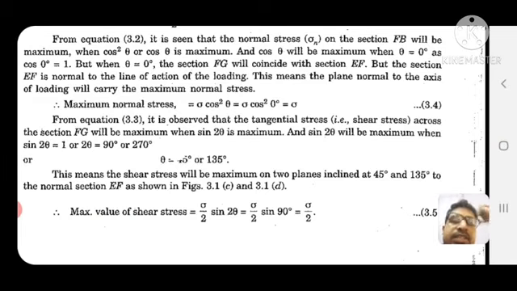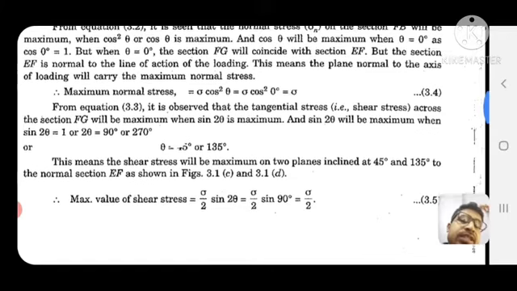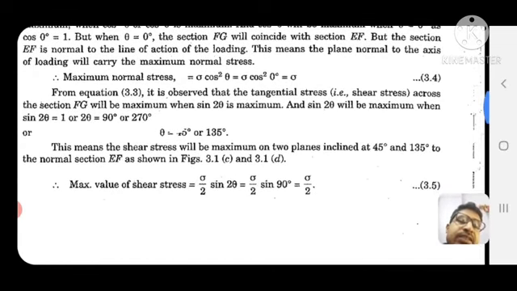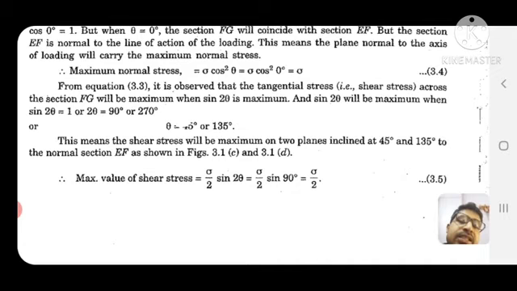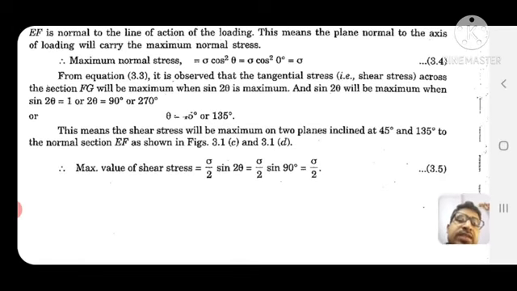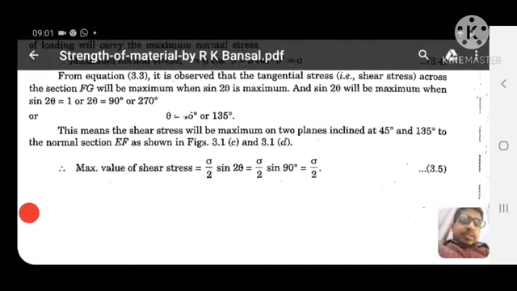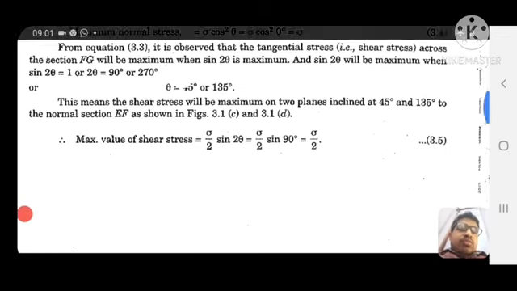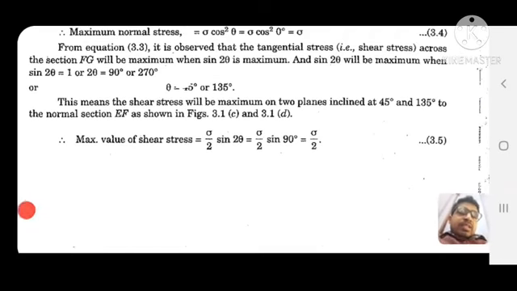The shear stress across the section FG will be maximum when sin 2 theta is maximum, and sin 2 theta will be maximum when sin 2 theta is equal to 1, or 2 theta is equal to 90 degree or 270 degree. And 2 theta is equal to 90 degree, so theta is equal to 45 degree. This means that the shear stress will be maximum on two planes inclined at 45 degree and 135 degree to the normal section EF.